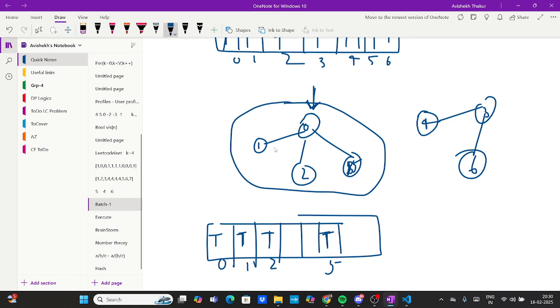Next, we iterate on 1. Is 1 visited already? Yes, so there is no need to do DFS, because if 1 is visited, then someone has already marked it. 2 is also visited, which means it has already been explored. What about 3 now? Is 3 true? No. So we do DFS from 3, and 3 will get marked, 4 will get marked, and 6 will get marked. Now this component is done.